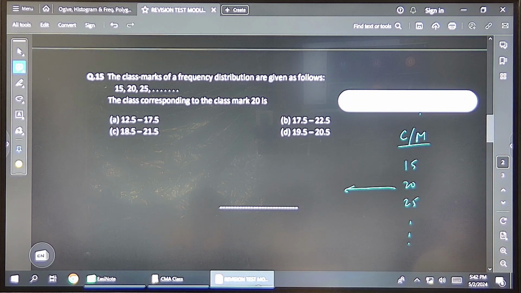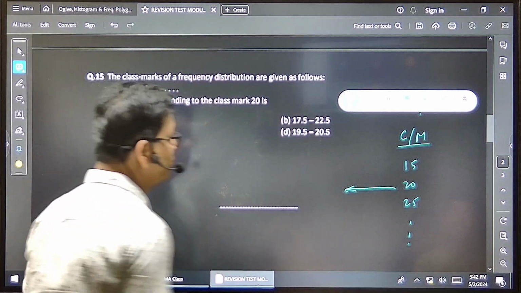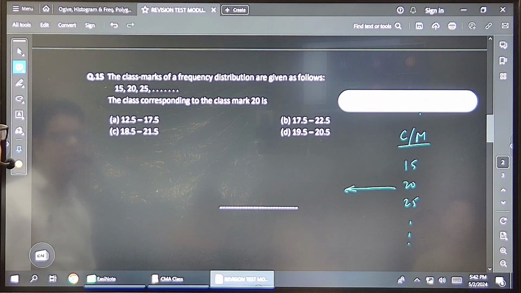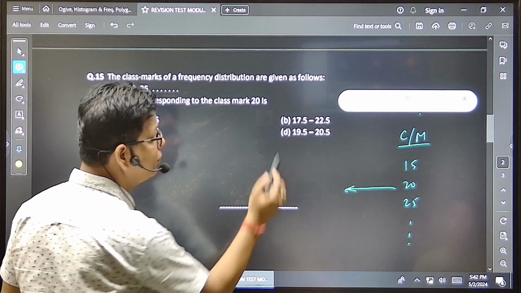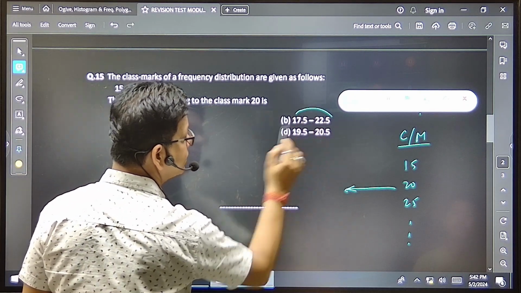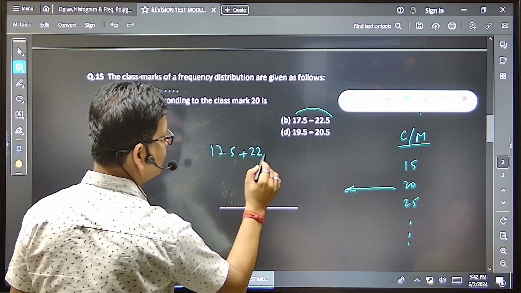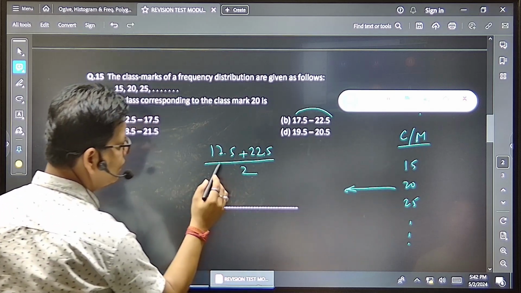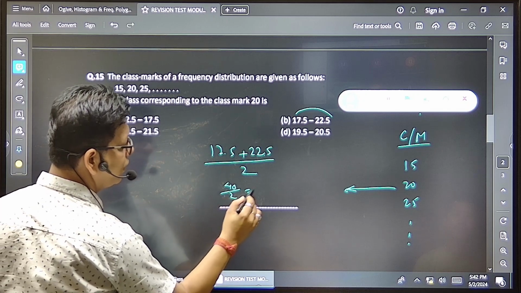Any idea? Options are already there. Can you explain? Which one are you saying? B. Are you sure? First of all, what do you have to do? You are saying this option, so let's see. This one, divided by 2, should be how much? Is it correct? This is 40, yes. 40 by 2, so 20 is correct.